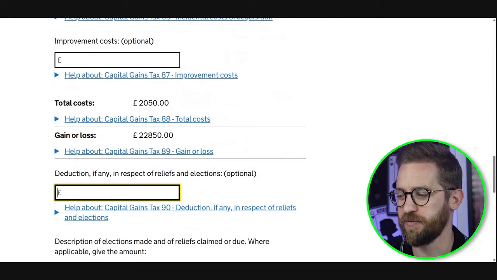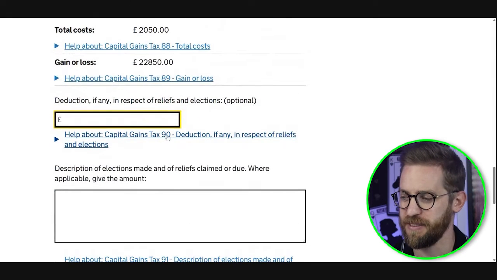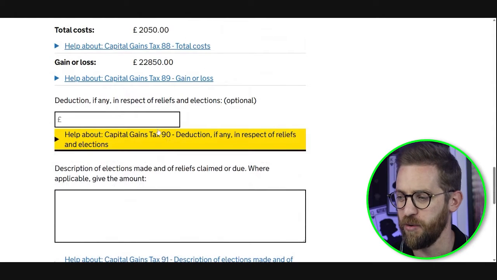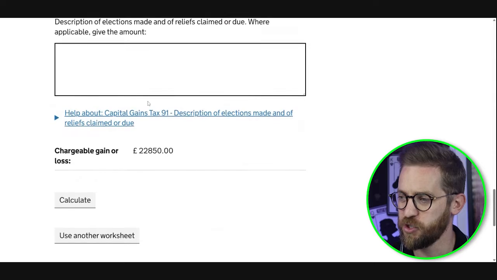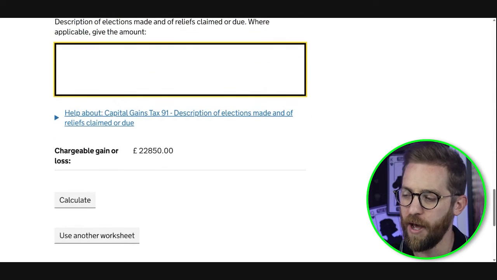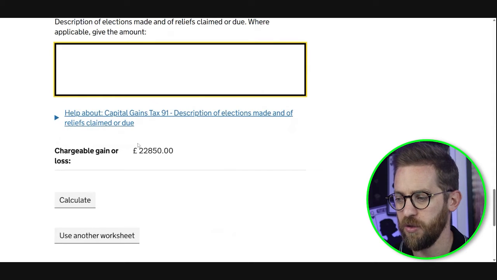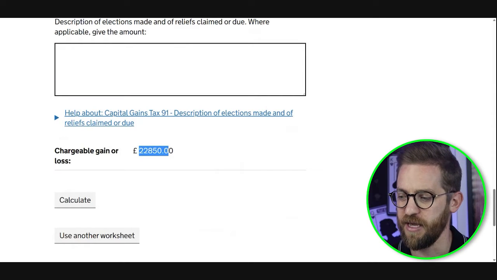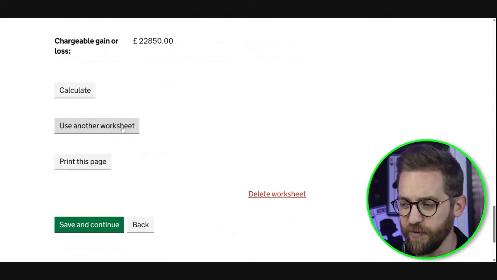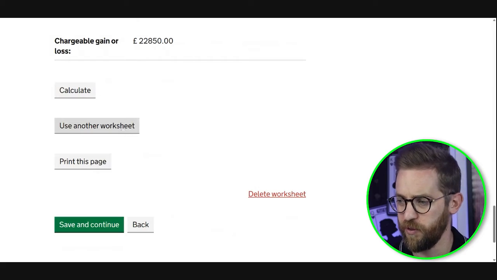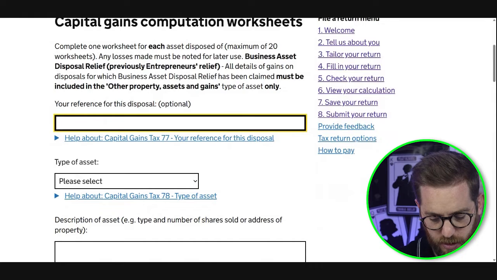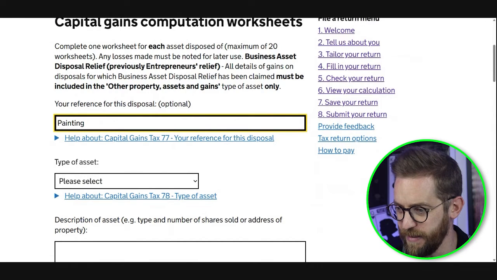Deduction, if any, in respect of reliefs and elections. You can look at what reliefs and elections are available. These are just for the disposal of some shares that I hold, so there won't be any in this case. And then a description, if you are claiming any of those reliefs, you can provide a bit of detail below about why. So my total gain on that disposal is £22,850. I can then from here add another worksheet if I wish to, which I will do in this case, and work through another disposal. So in this case, I'll say I've disposed of a painting.